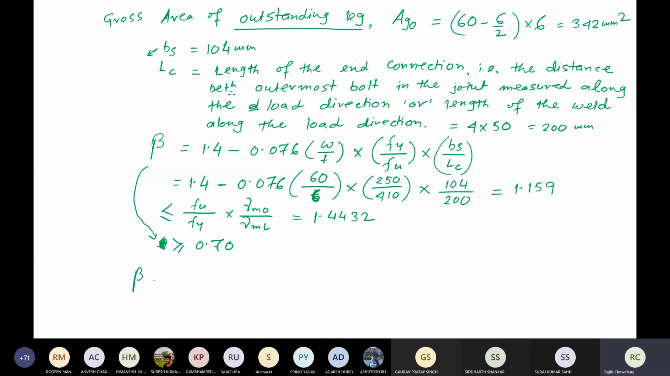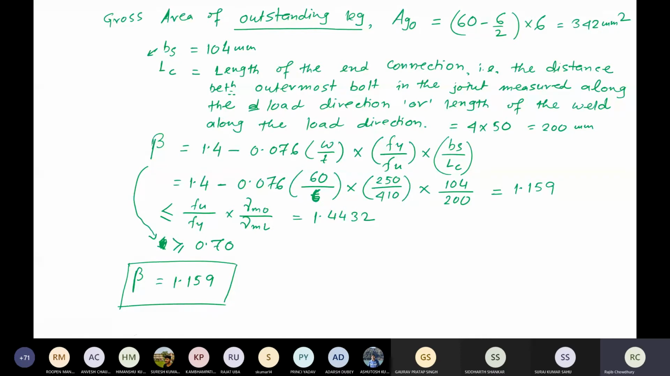How much would it be? Beta is equal to 1.159. Okay, beta is equal to 1.159. Now what else do I have to do?